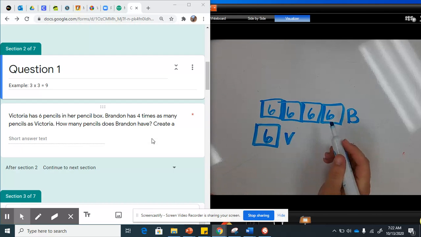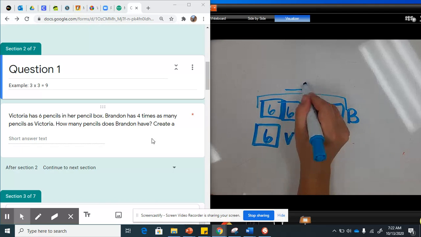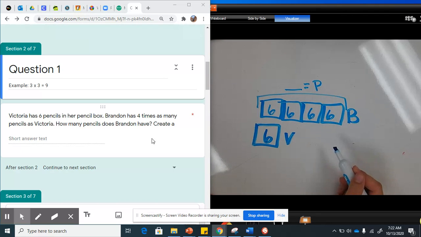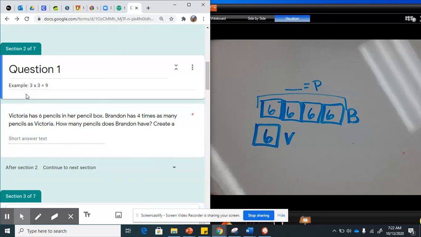If I want to figure out how many pencils Brandon has, I have to put a bracket above here and put blank equals P, or pencils. So I'm trying to figure out the total number of pencils. And this one actually wants you to create a number sentence. The example up here is 3 times 3 equals 9, so my text in here should look similar to that.